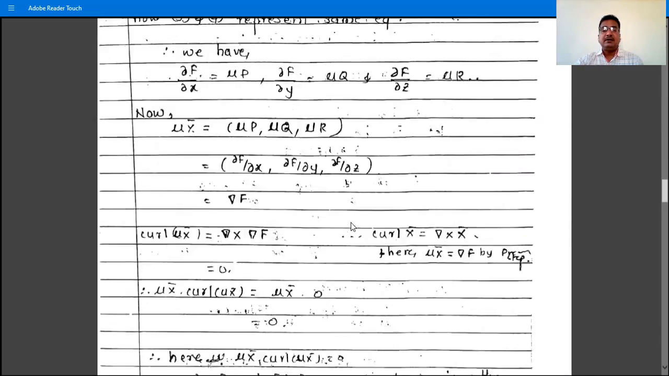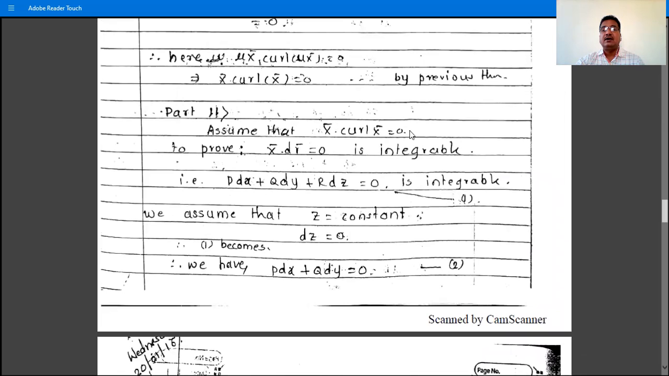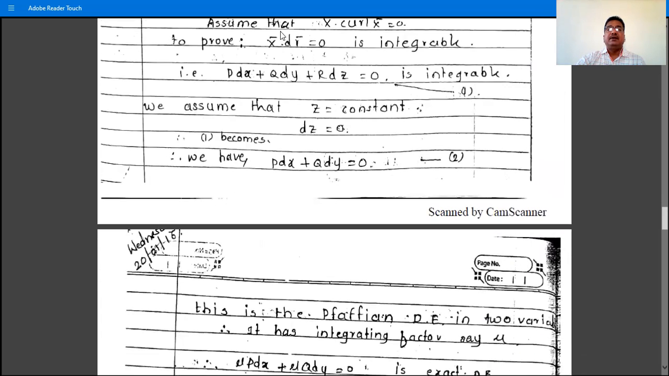Now the second part, the sufficient part: assume that X̄ dot curl X̄ is 0. And now what we have to prove? That X̄ dot dr̄ equals 0 is integrable. This Pfaffian differential equation, X̄ dot dr̄ equals 0, means P dx plus Q dy plus R dz is equal to 0. Equation number 1 is integrable.